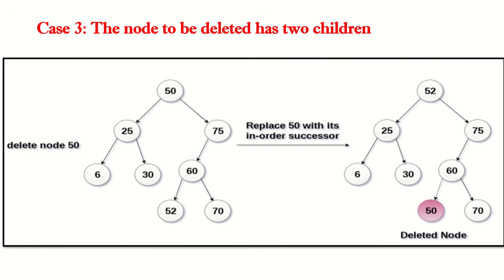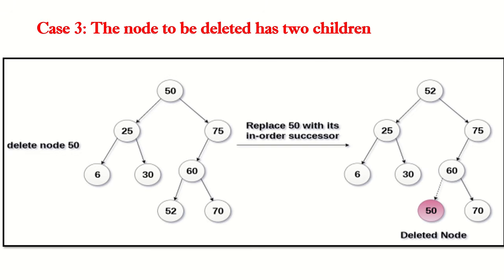So here we are talking about deleting the node 50. The right subtree of the node 50 has 4 values: 75, 60, 52 and 70. The smallest value is 52. So we need to replace 50 with 52. And now the node to be deleted, 50, will appear as a leaf node. So now you can directly remove the leaf node 50.